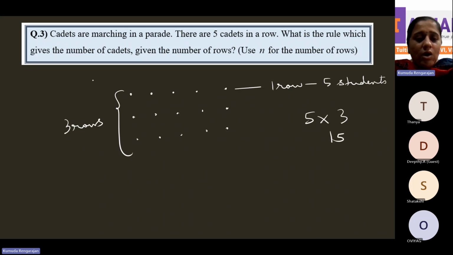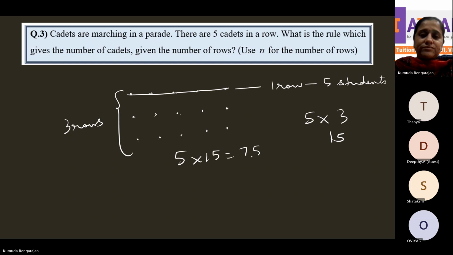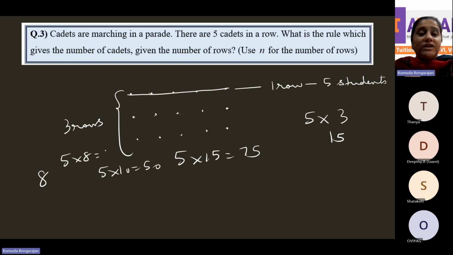15 students. You need not count 1, 2, 3 up to 15. When you know that there are 5 students in one row, you just need to know the number of rows. If there are 15 rows, 5 into 15, 75 students. If there are 10 rows, 5 into 10, 50 students. If there are 8 rows, 5 into 8, 40 students.